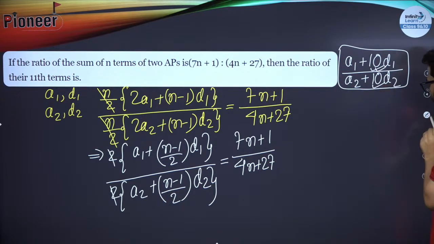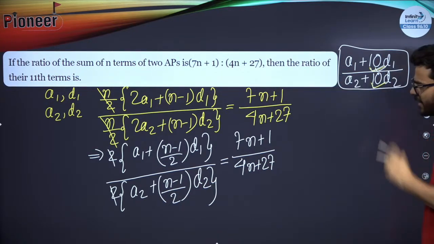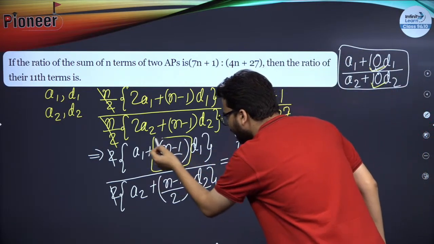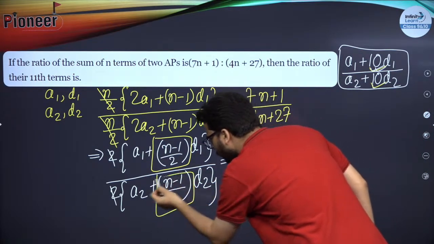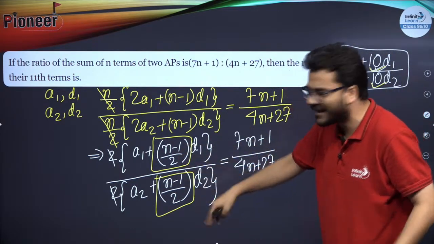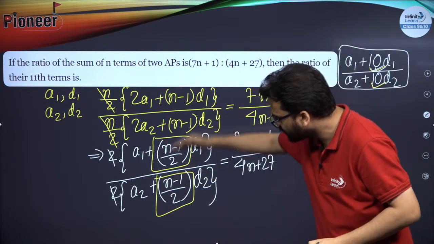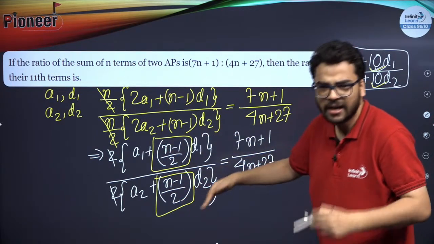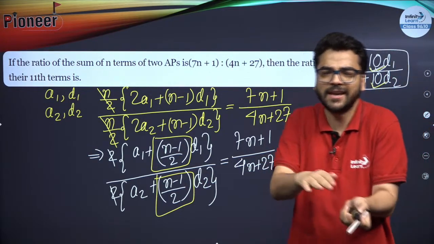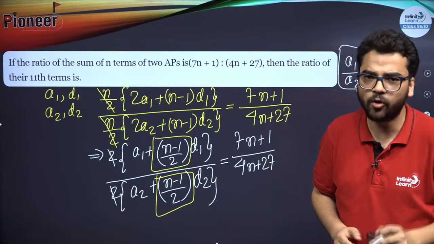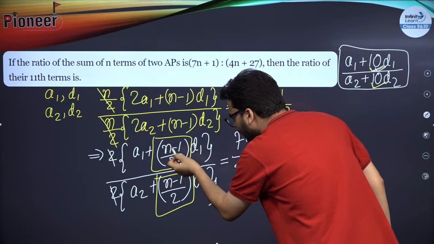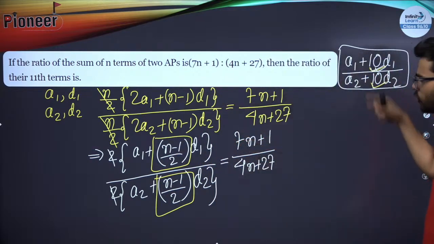I want basically 10. If I want to find the ratio of 11th terms, it means in place of this thing I want 10. Can I not say that? Because in place of this thing if you take 10, then that will be the answer for the ratio of the 11th terms of these two APs. I hope that is clear to everybody over here. It means this thing has to be equal to 10 over here.